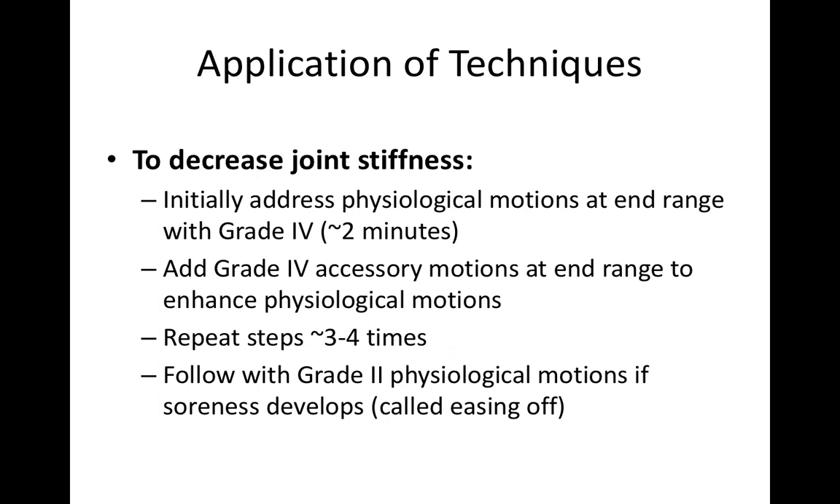If we want to decrease joint stiffness, we might initially go to the physiological movement and work at that end range, and then we can layer on other accessory motions in that physiological movement. We can repeat this multiple times. If the patient does increase in their irritability, then we might just back down our grades and start using lower grades, such as a grade 1 or a grade 2.